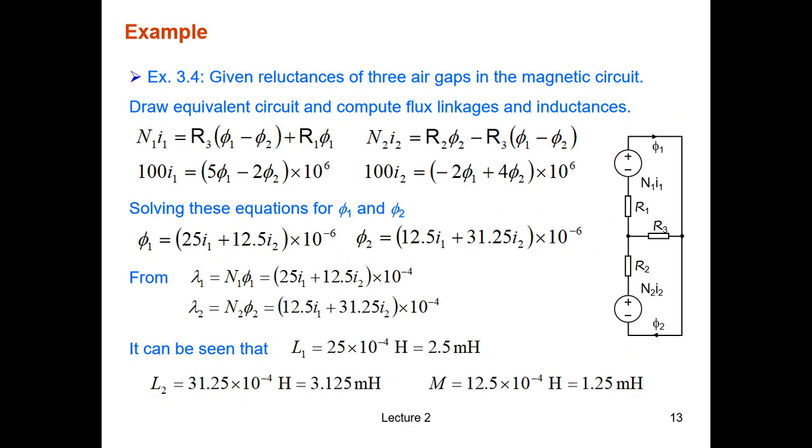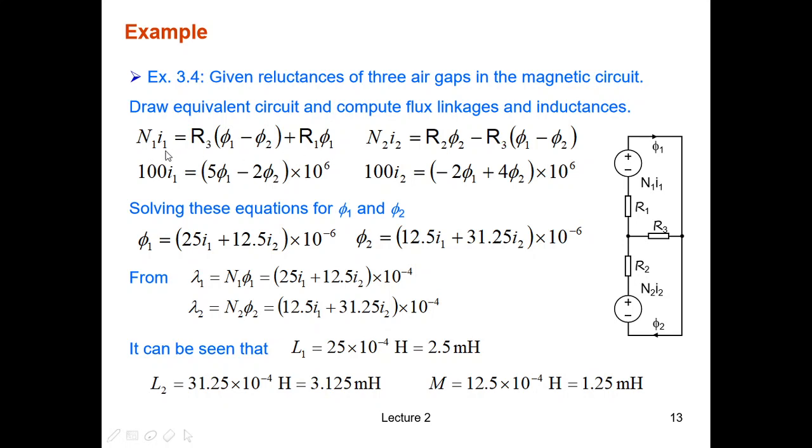So let's have a look at an example. We are given the reluctance of 3 air gaps in a magnetic circuit. We have to draw the equivalent circuit and then compute the flux linkage and also the inductance. We can establish the equivalent circuit with two loops. The coil here will have R1, and the coil here will have R2. No coil here, only R3 in this branch.